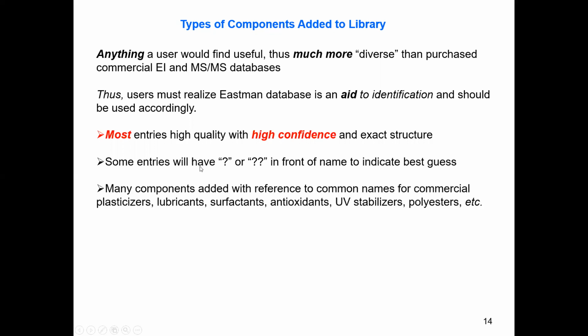Many compounds are added with reference to common names for commercial plasticizers, lubricants, surfactants, etc. And our chemists find that useful, but our engineers find it more useful because engineers don't deal with IUPAC type names of things. They like to use common names. So it's very important to have those. And when you add that synonym, if you do a name search, it'll show up that same spectrum for any of the names that you search. So very, very powerful thing.